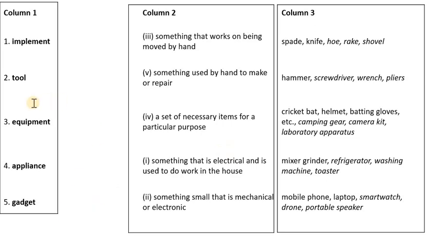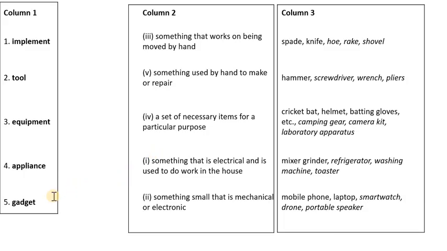Number 2, column 1, tool. Column 2, something used by hand to make or repair. Now, column 3, hammer, screwdriver, wrench, pliers. Number 3, column 1, equipment. Column 2, a set of items for a particular purpose. Column 3, cricket bat, helmet, batting gloves, etc. Camping gear, camera kit, laboratory apparatus.